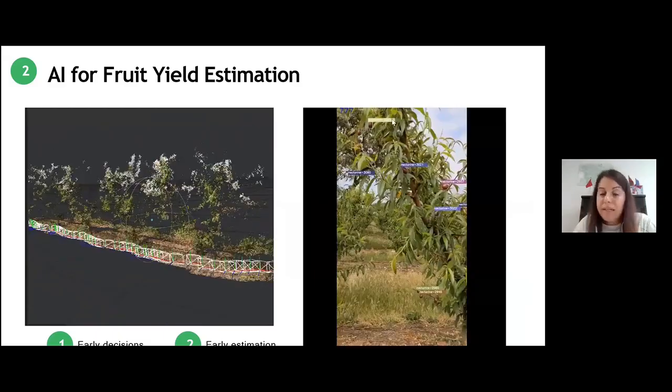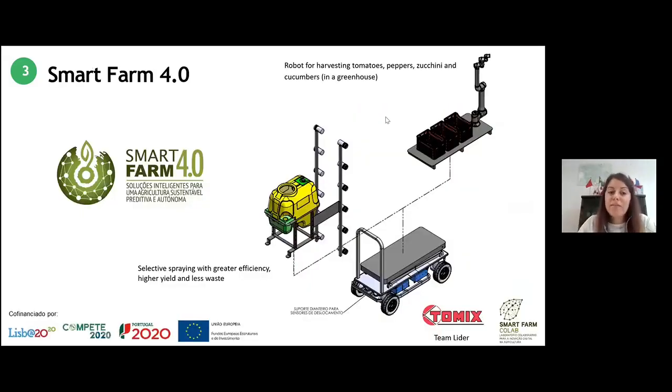This is another project that is being developed with different partners also here in Portugal, not only as an association, but also different parts from the universities, technological partners, and then the sprayer partner. And this is because, as I said before, it's really important to produce more using fewer resources.